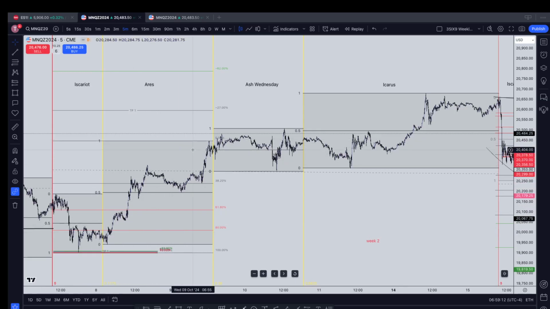We don't know where Aries was going to end and if it was going to come back into the consolidation of Iscariot, but it did. It broke above, it stayed up here, and then Ash Wednesday started, right? And then we have a little retracement, right? This retracement was about this 38%. This is where I would love to enter, but that didn't give me an entry.